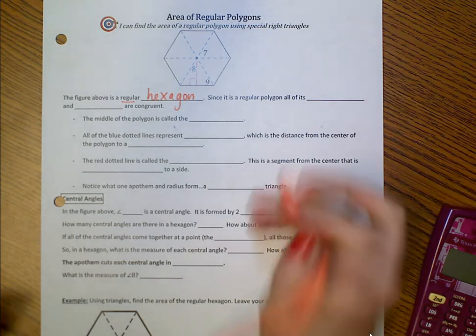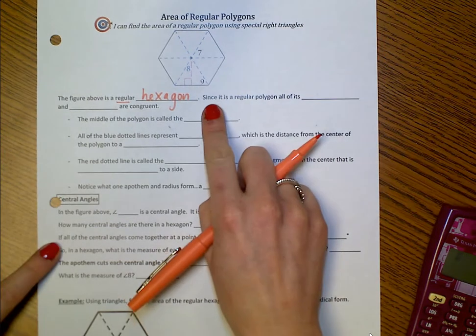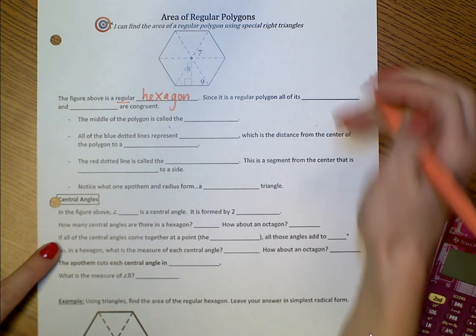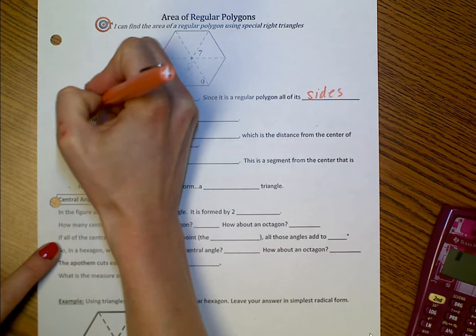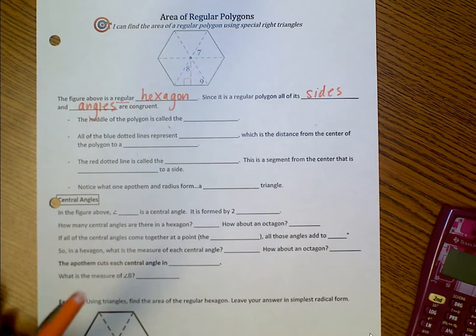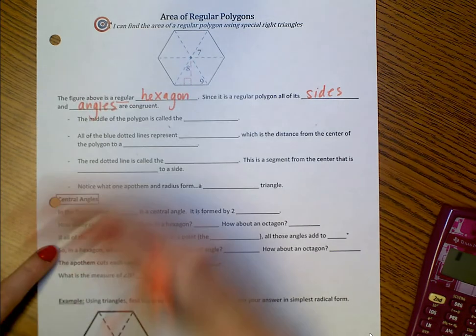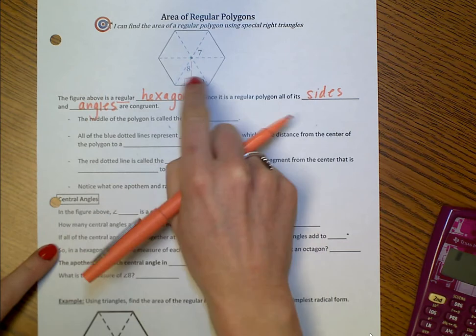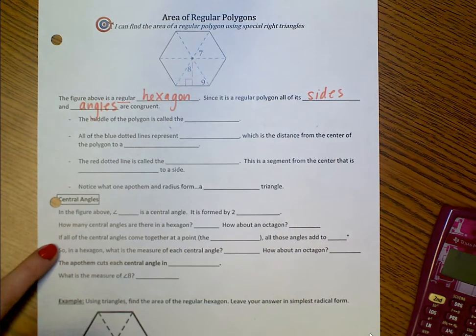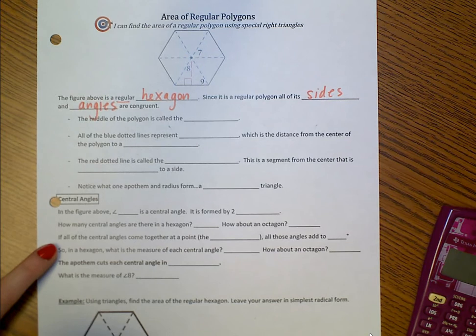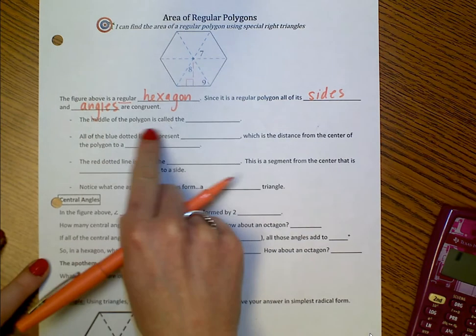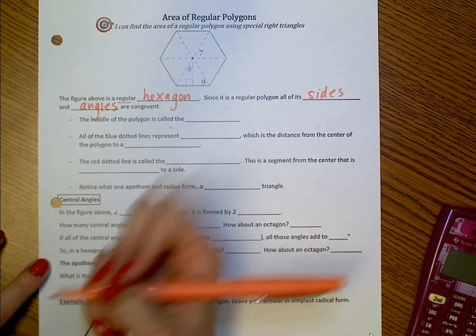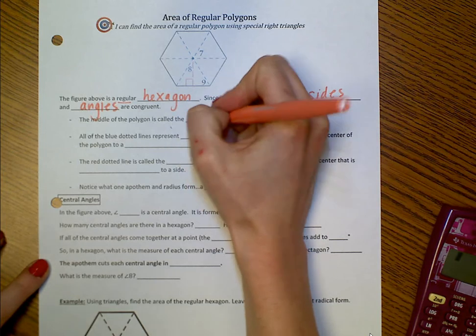Now, if you remember back to first semester, since this is regular, all of its sides and all of its angles are congruent. So that's what regular means. All the sides are the same length, all the angles at each point are the same. Okay, so we gotta recognize that. We're talking about regular polygons. Now, the middle of a polygon, that dot in the middle there, we call that the center. Not too crazy.